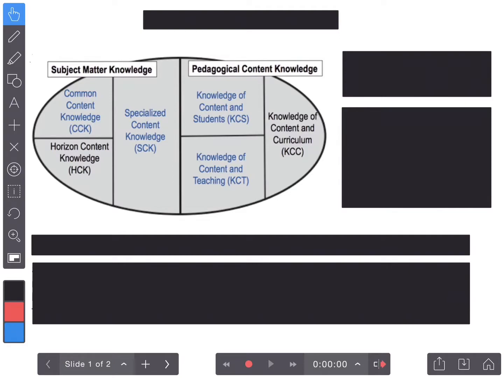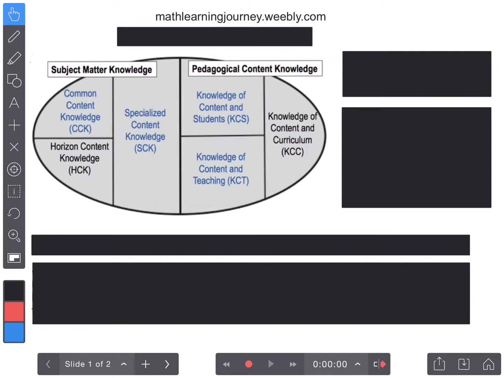If you're watching this video, you perhaps have been to my website, mathlearningjourney.weebly.com. And if you've been there, maybe you've read some of the material I've left about mathematical knowledge for teachers. If you have, you've seen this graphic before, and it talks about the different domains of knowledge that teachers require in order to teach mathematics effectively. I'm not going to say too much about that right now because the information is on the site.